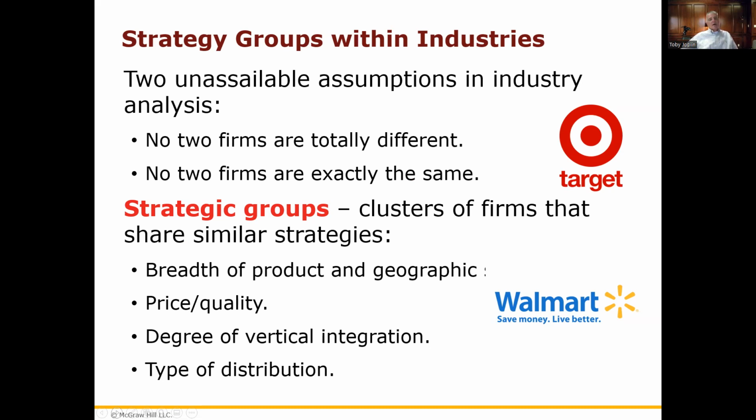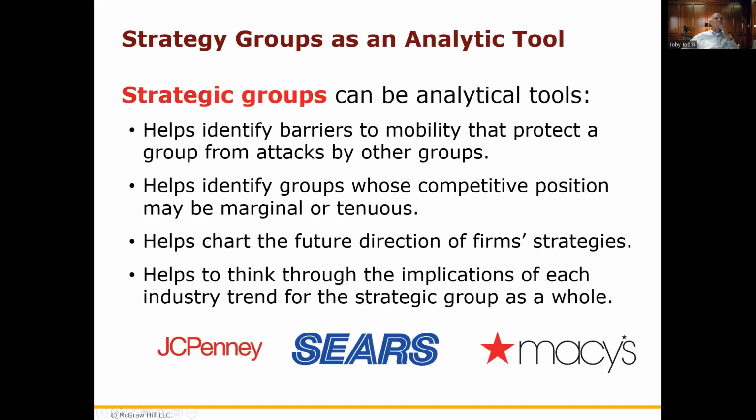If I were to look at a high-end store like Neiman Marcus, that's going to be in a different industry group than Walmart. I can probably buy a pair of jeans at Neiman Marcus or a pair of jeans at Walmart, but they're not in the same strategic group. Again, strategic groups can be great analytical tools because we can look at what's happening in one company and maybe project it to another, kind of see the direction that a particular industry is headed.